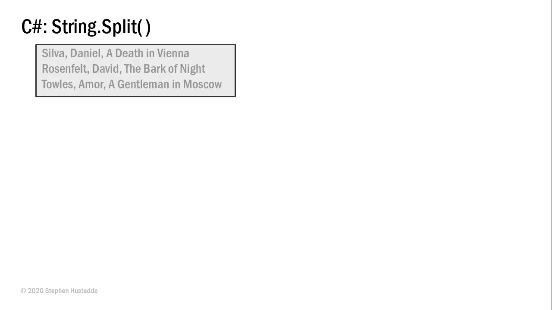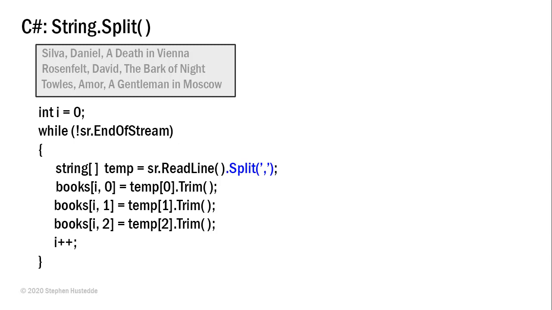Most commonly, we probably use the split command in reading data from a text file that is maybe comma delimited or tab delimited. So here I have a sample text file of 3 lines, each containing an author's last name, first name, and a book. And I want to put that into an array. So I'm going to read that data one line at a time, and here we have my code snippet for doing this. I have an integer called I that I'm going to use as a counter to determine which row each book should go into.